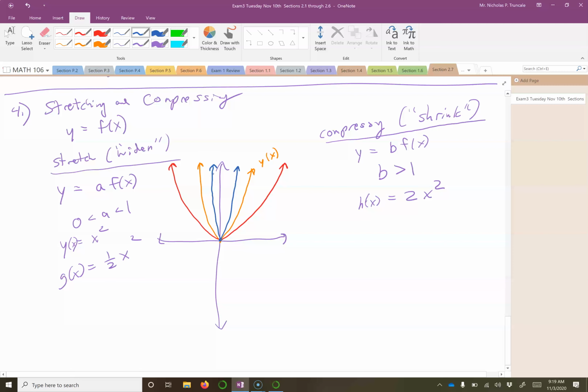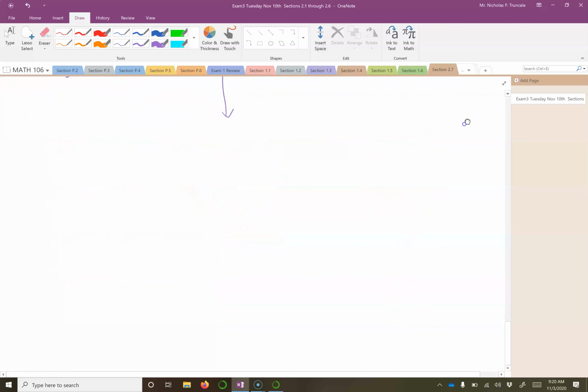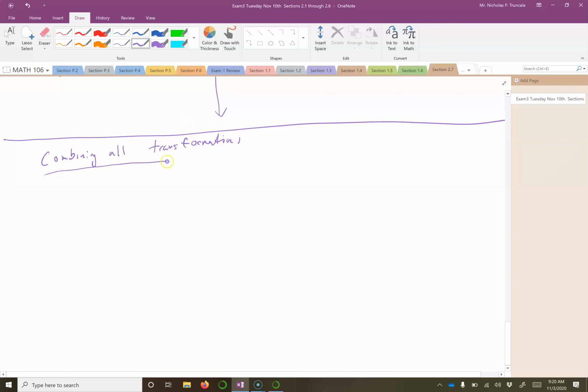So there are the 4 transformations. Now, what could happen when you're doing these? It's possible that you're given a function that does all 4 of them at the same time. Okay? So that would be combining all of them. All right? But there's an order in which you need to do them. So there's an order.